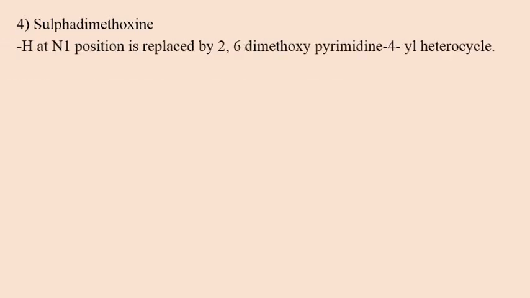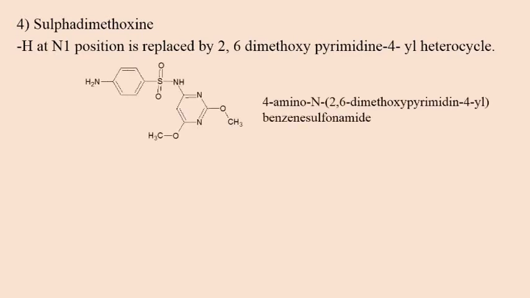Fourth drug from this class is sulphadimethoxine. Sorry for the pronunciation. In this case, the N1 position is replaced by 2,6-dimethoxypyrimidine, a heterocycle. Now this is the structure. This is 2,6-dimethoxypyrimidine, and this pyrimidine ring is attached to this nitrogen at the 4th position.